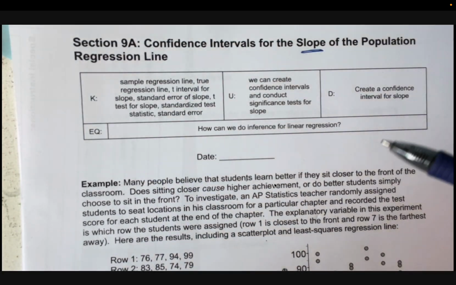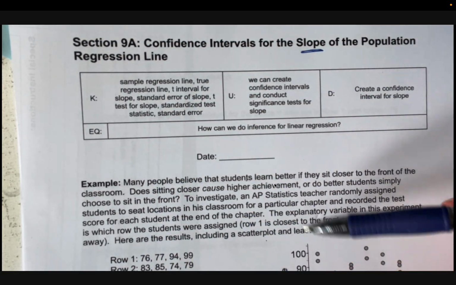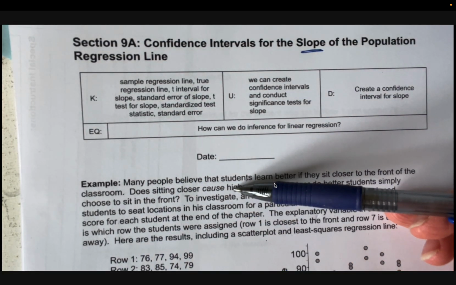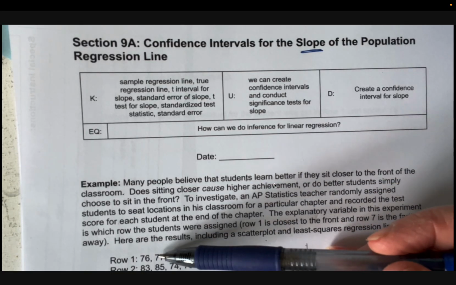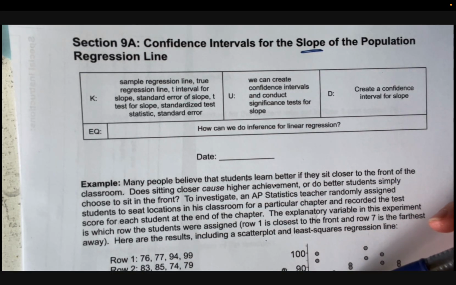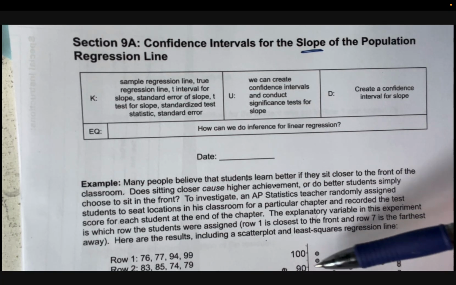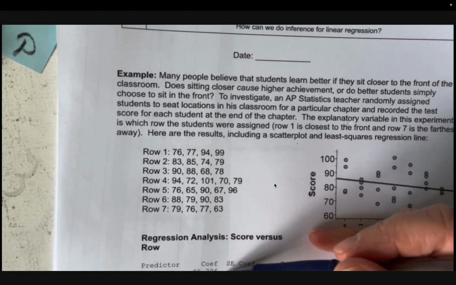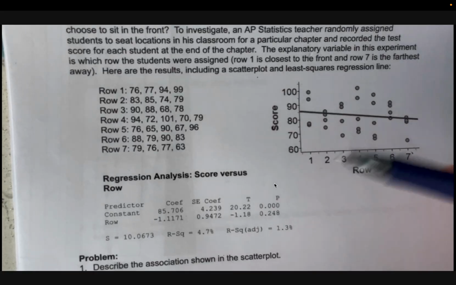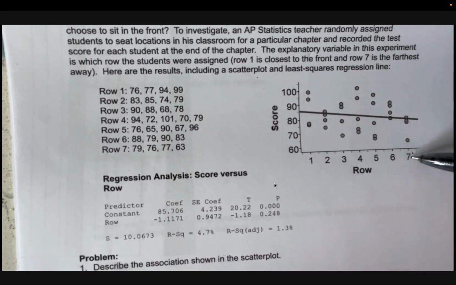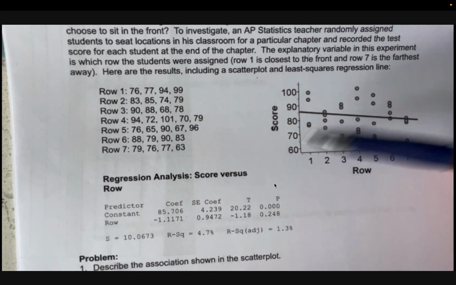This is just discussing sitting closer. Does sitting closer to the teacher give you a higher score? The teacher randomly assigned the students, and this is the row that they were in, and those are the scores they got in the test. You can kind of see there's a negative slope, which suggests that the further back you are, the lower your score is going to be in the test.